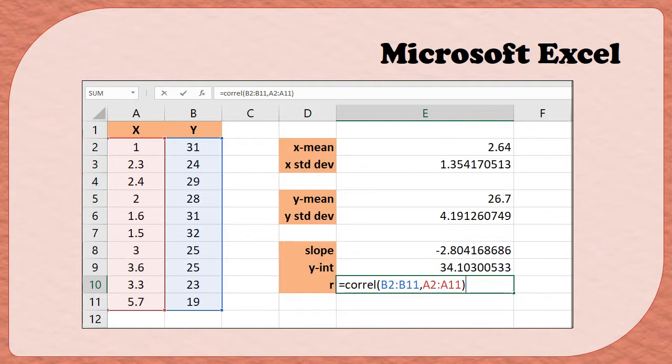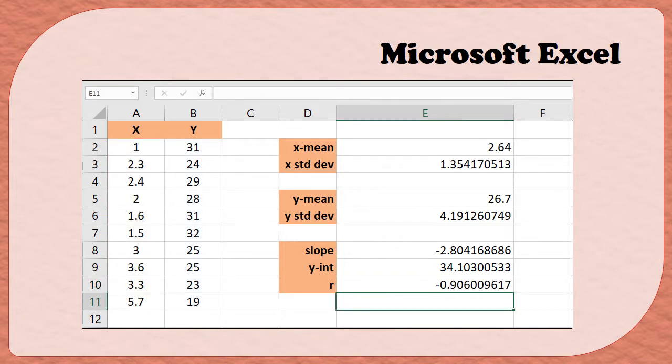Now, in truth, if I'm being honest with you, it doesn't matter for the correlation function whether you do x or y first. You'll get the same answer either way. But it does matter for the slope and the y-intercept. So to help prevent a sloppy mistake when we need to be precise, it's best just to have a good habit of entering your y values first and then your x values into bivariate functions in Excel. When I hit enter, I get negative 0.906009617.